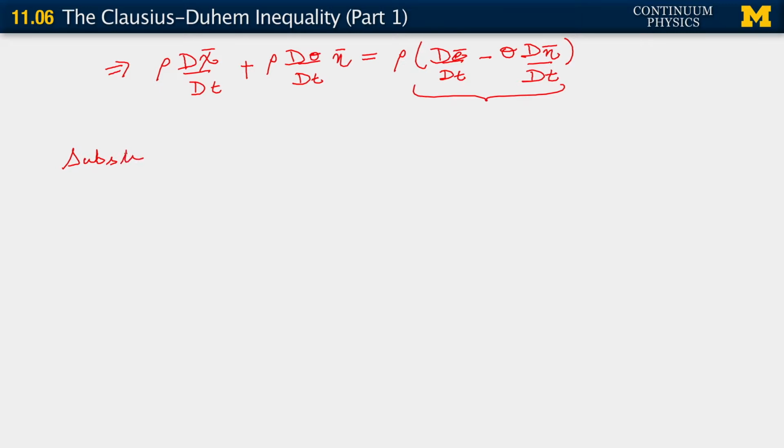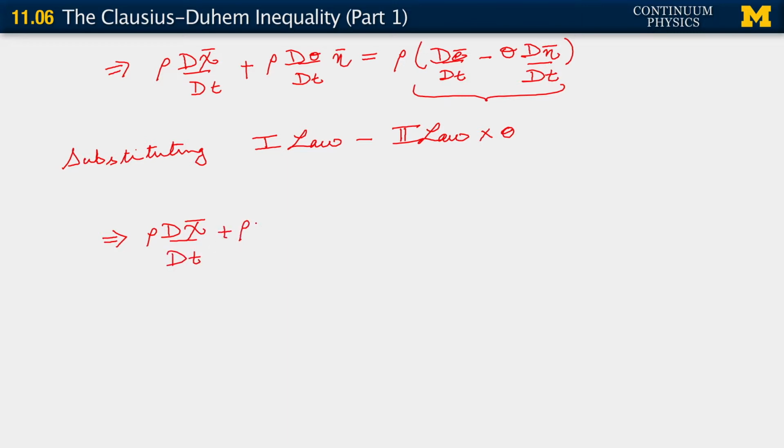So, substituting the first law minus the statement of the second law times theta, if you do this, what do we get? We get the following: rho times the material time derivative of the Helmholtz potential plus rho eta bar times the material time derivative of the temperature.